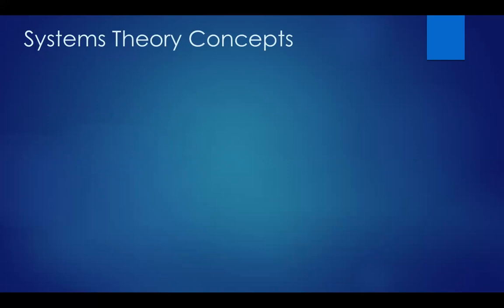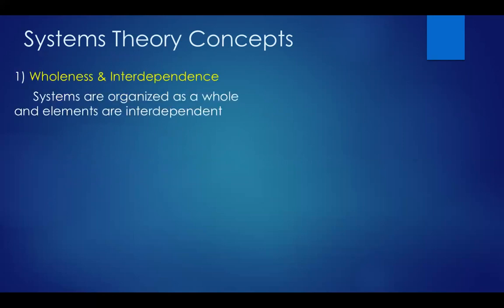So we're going to be talking about what are some primary concepts from this theory. The first concept is that systems are organized as a whole. So a family system is in place as the whole system. We have this idea and this concept of a family that operates as a whole.